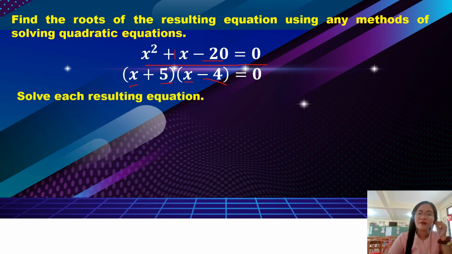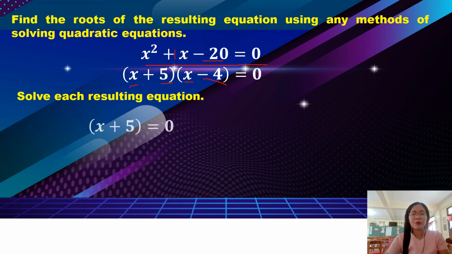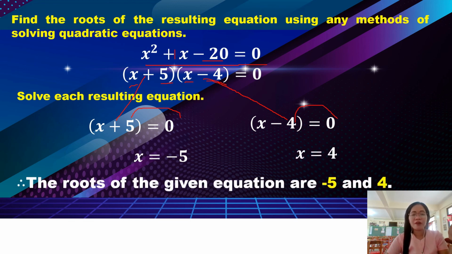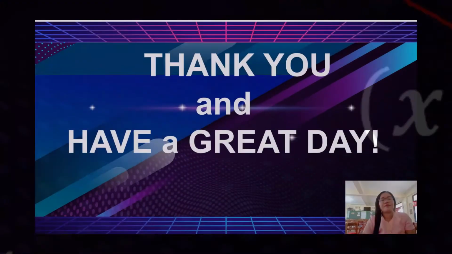Afterwards, we're going to solve each quadratic equation by separating the two factors and equating each to 0 using the zero product property. So the factor x plus 5 is equated to 0, and the factor x minus 4 is equated to 0. Transpose positive 5 and it becomes negative. Transpose negative 4 and it becomes positive 4. So, therefore, the roots of the given equation are negative 5 and 4.